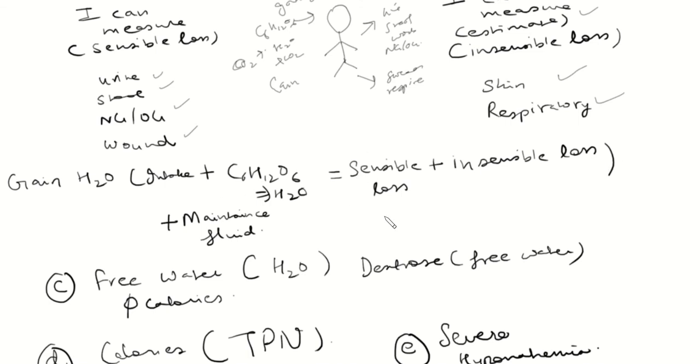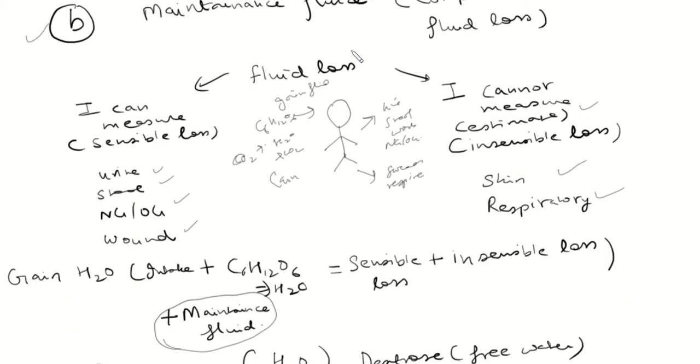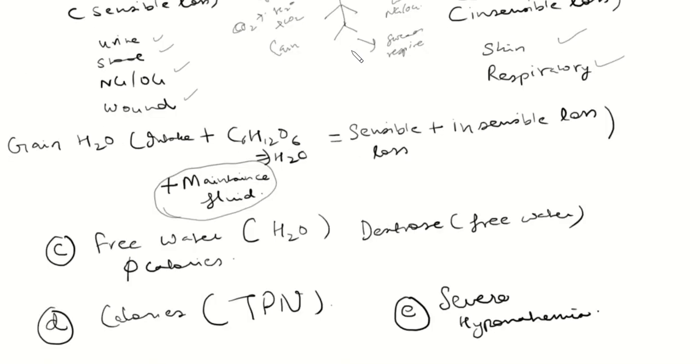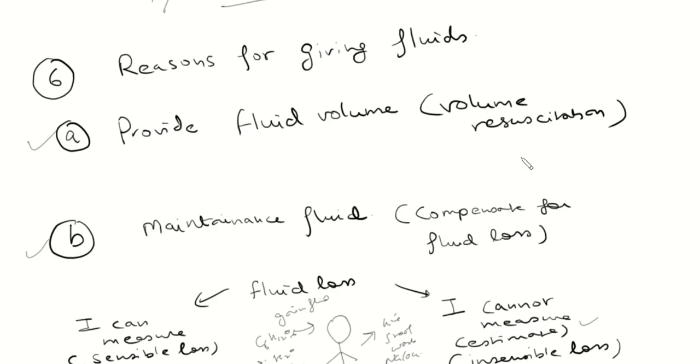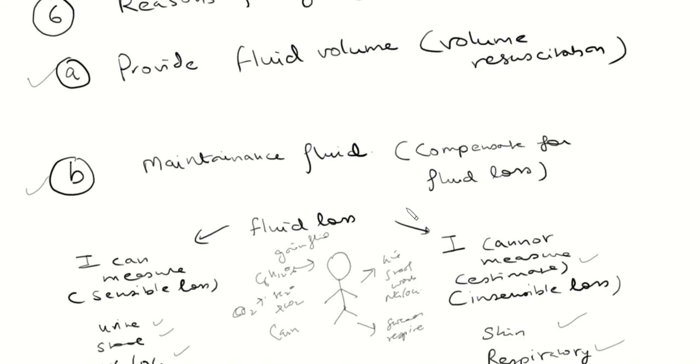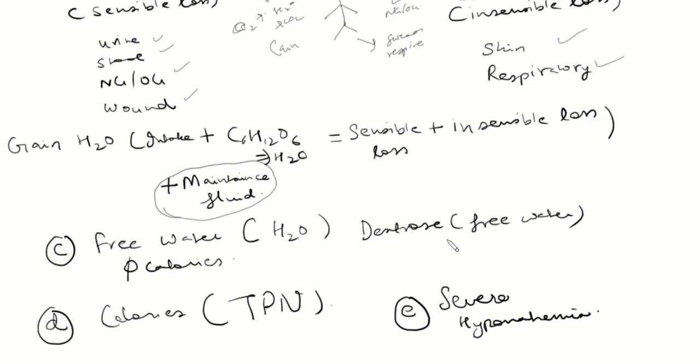If I am losing more, I need to add maintenance fluid so that my gain equals my loss. In a perfect world, that's once the deficit is corrected, when we've done fluid volume resuscitation. So that's the two. Resuscitating is correcting a deficit over a shorter period of time, and maintaining fluids is to make sure gain equals loss over a period of time.